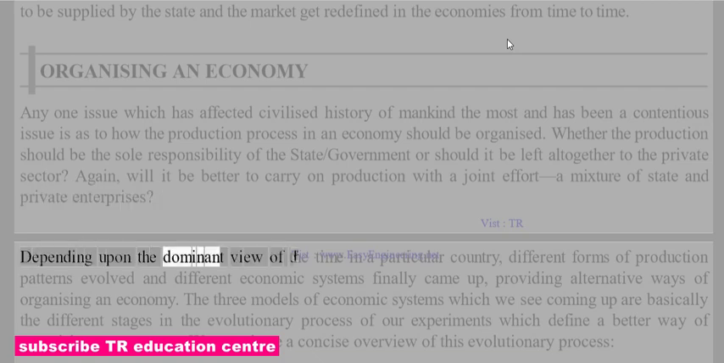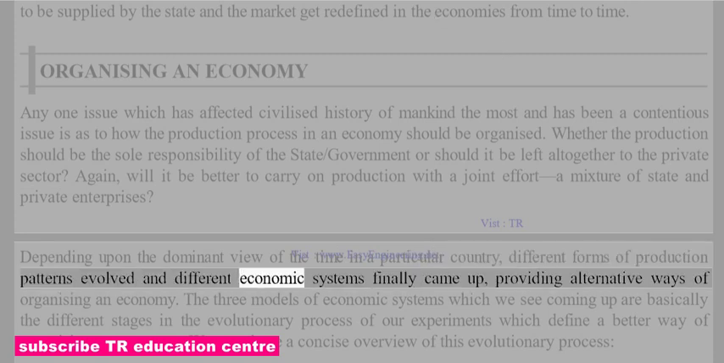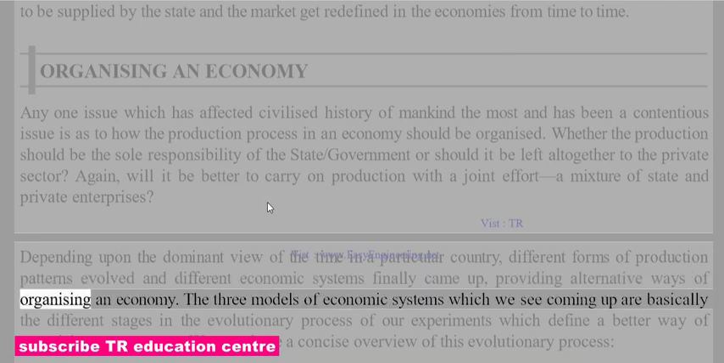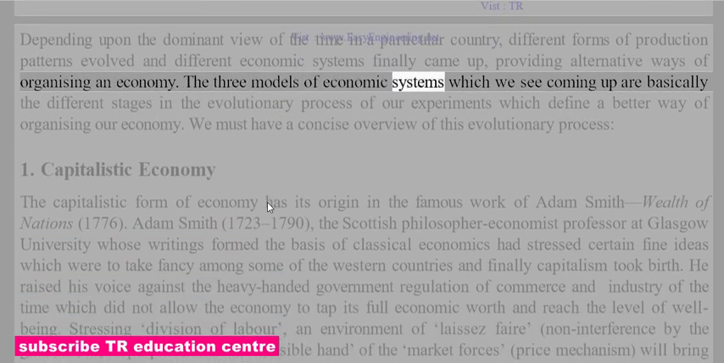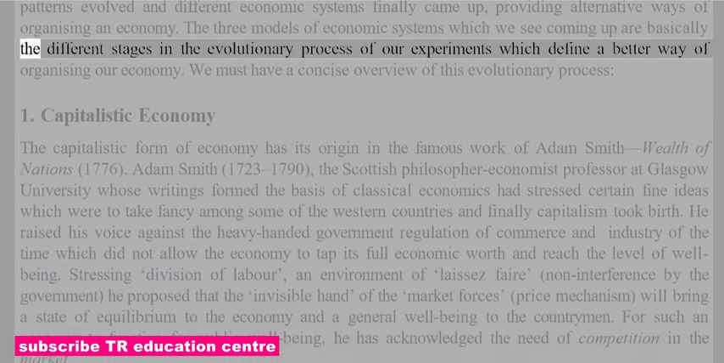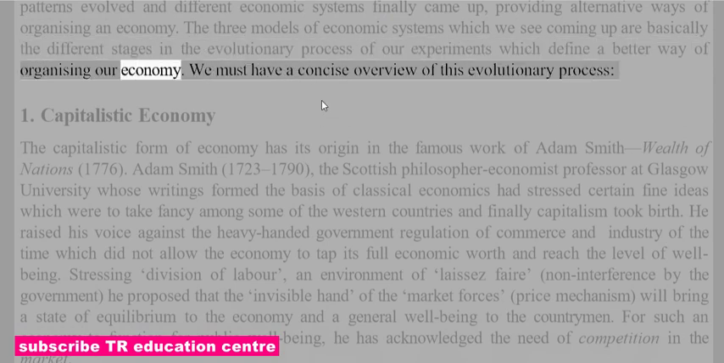Depending upon the dominant view, different forms of production patterns evolved in different countries, and different economic systems finally came up, providing alternative ways of organizing an economy. The three models of economic systems which we see coming up are basically the different stages in the evolutionary process of our experiments which define a better way of organizing our economy.